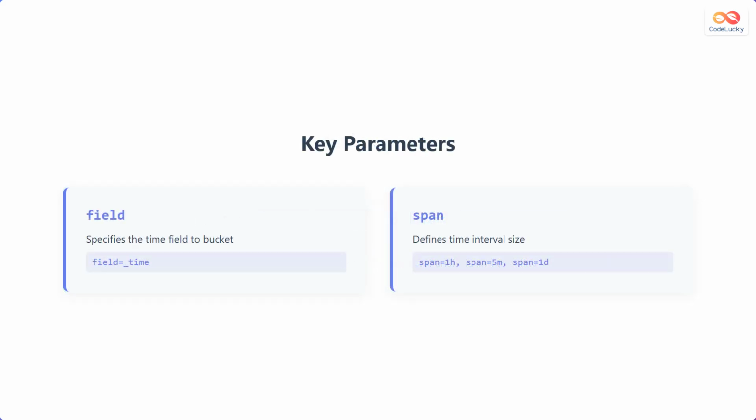There are two key parameters you need to understand for the bucket command. The first is the field parameter, which specifies the time field to bucket. Most commonly, you'll use field=_time, which is Splunk's default timestamp field. The second crucial parameter is span, which defines the time interval size for your buckets. You can specify spans like span=1h for hourly buckets, span=5m for 5-minute intervals, or span=1d for daily buckets. These parameters work together to create meaningful time-based groupings of your data.